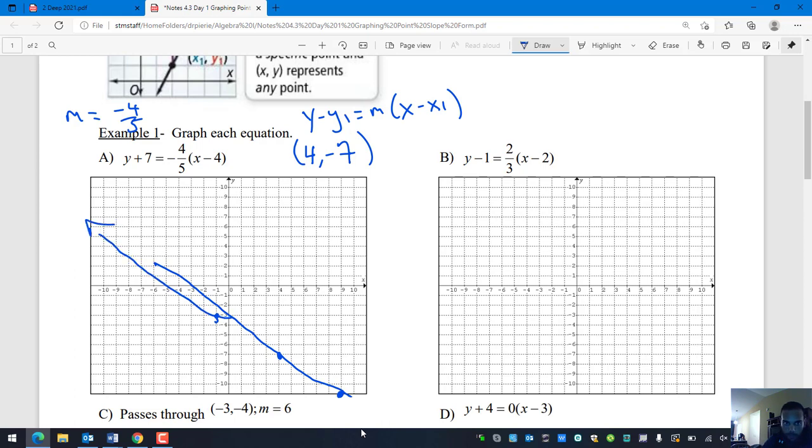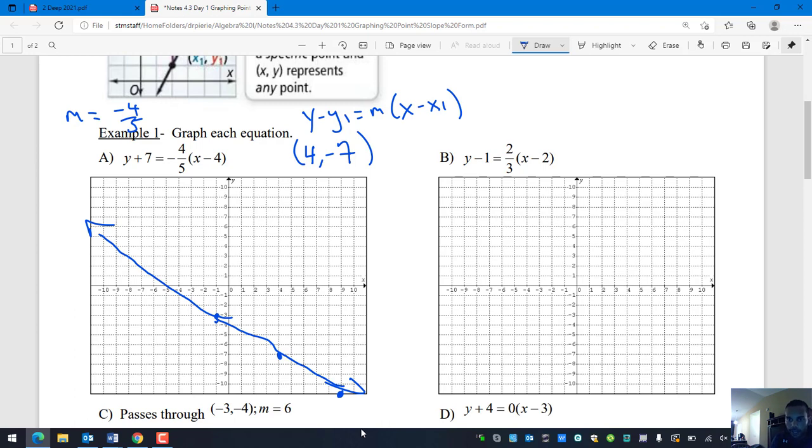Mine's a little bit cattywampus. That's okay. Try to be perfect here, but it should look something like that. The line should be going down and to the right and pass through the point 4 comma negative 7.